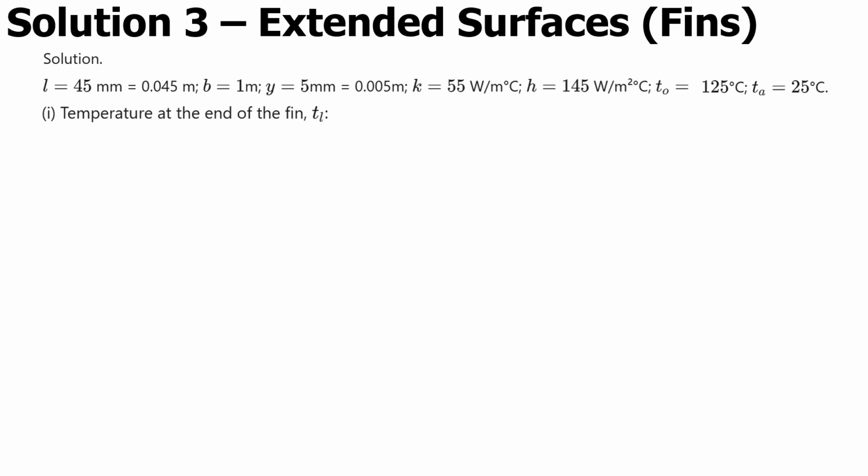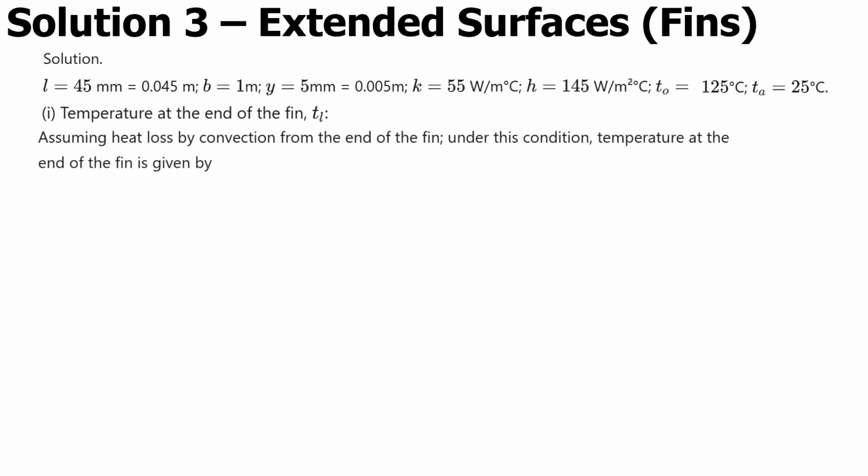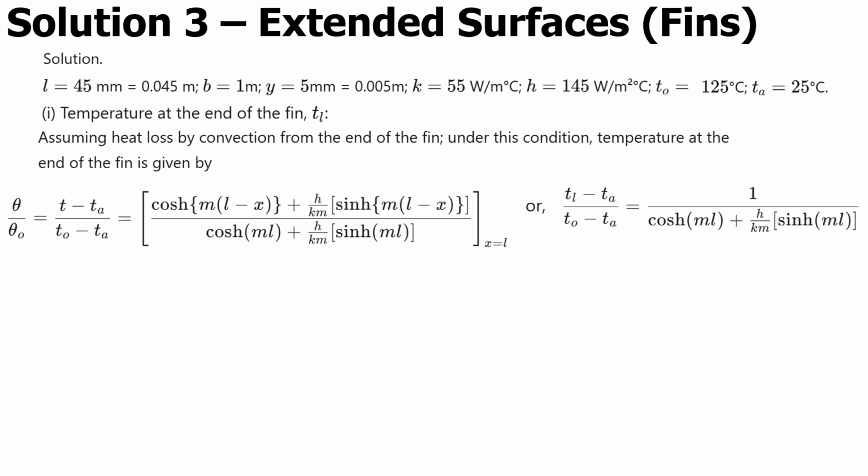Now, for part 1, our job is to find the temperature at the end of the fin, which we are calling TL. Now, we assume heat loss by convection from the end of the fin. Under this condition, the temperature at the end of the fin is given by the temperature distribution formula for a fin with convection at the tip, as indicated there. That is the formula that we need to work through.